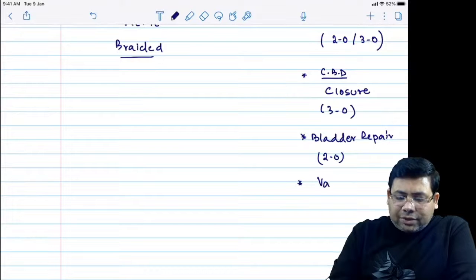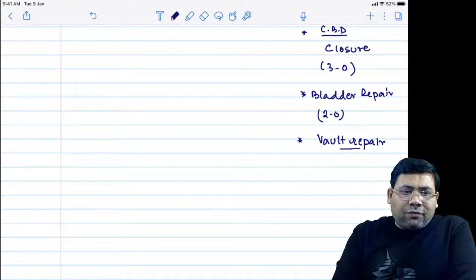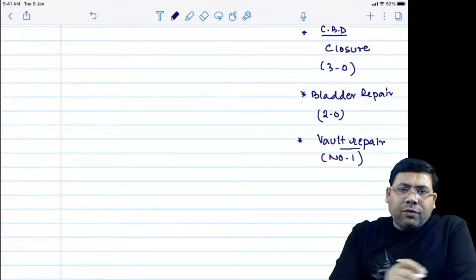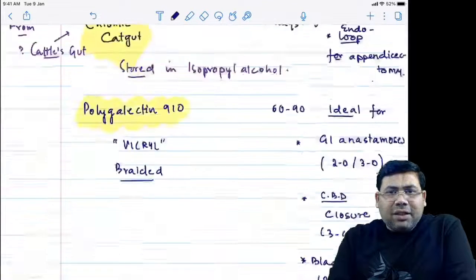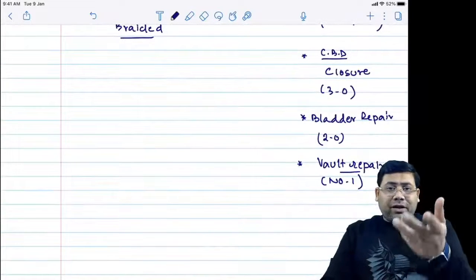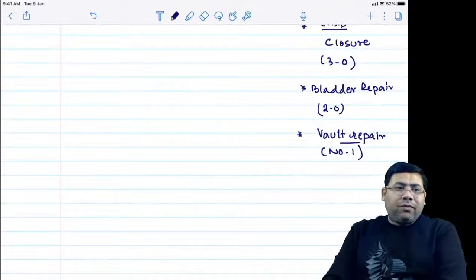So when we do TLH, we need to close the vault. So what is the suture that we use? We use Vicryl number 1. So these are the various scenarios where we use Vicryl, and what size Vicryl we use has been asked many a times. So I've told you 2-0, 3-0, everything.